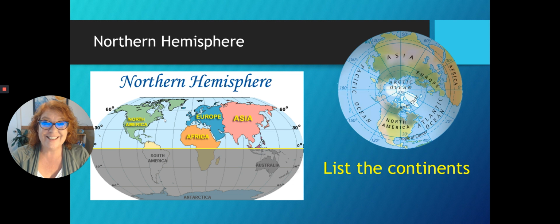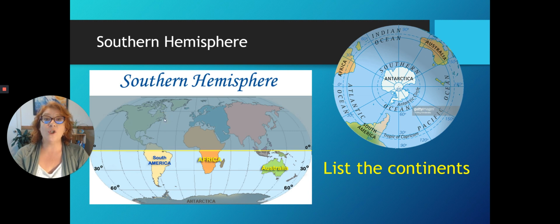Are you done? Perfect. All right, let's move on to the next one. So now we're looking at the southern hemisphere. See, the exact same as the last one. See how I've grayed out the top half, and then the bottom half is lit up now.